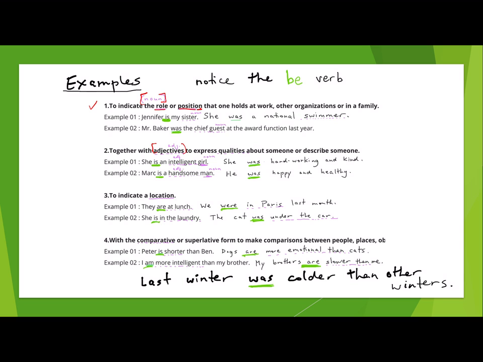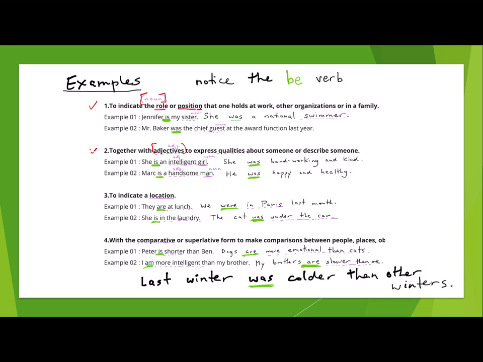Okay? So again, you can see that the be verb is used to describe a quality about the subject. It can be just an adjective, or it can be an adjective plus noun combination. We also use the be verb to express location of the subject. They are at lunch. Where are they? They are at lunch. We were in Paris last month. Where is she? She is in the laundry. That's the room where you wash your clothes.